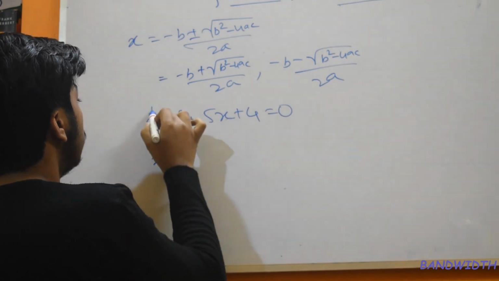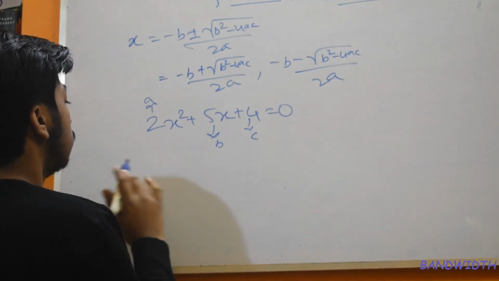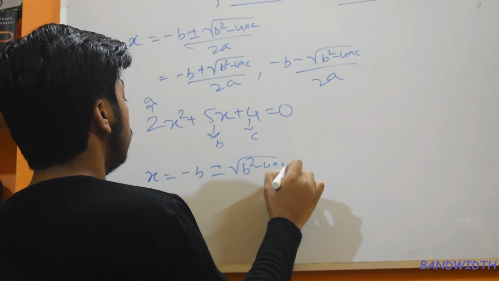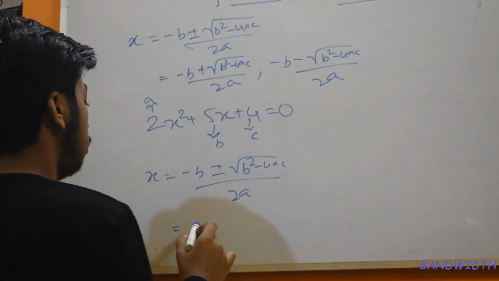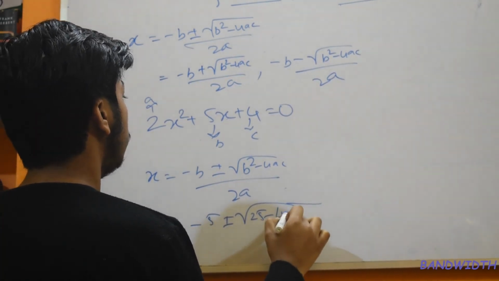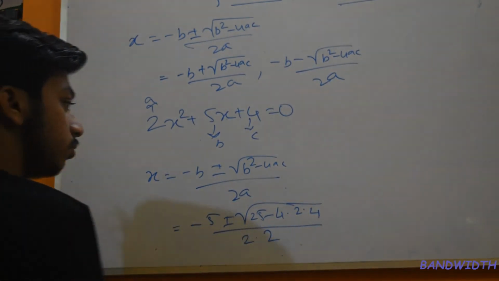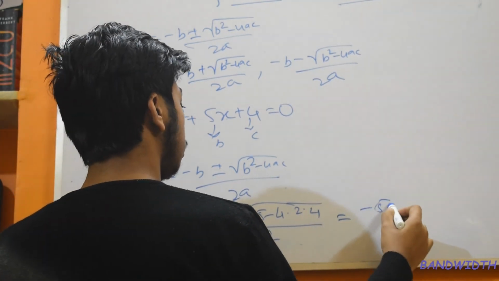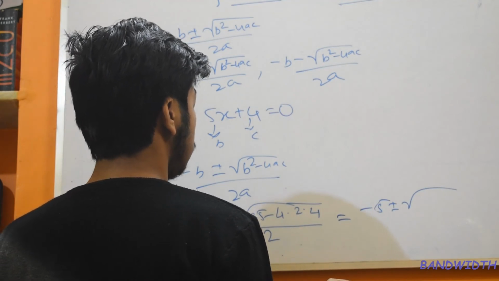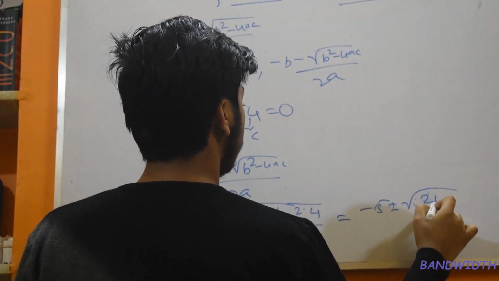Let's solve this question using this formula. x equals, this is a, this is b, this is c. x equals minus b plus minus root over b square minus 4ac by 2a, which is minus 5 plus minus root over 25 minus 4 into 2 into 4 by 2 into 2, which equals root over 25 minus 32. Oh, I'm so sorry. 25 minus 32.